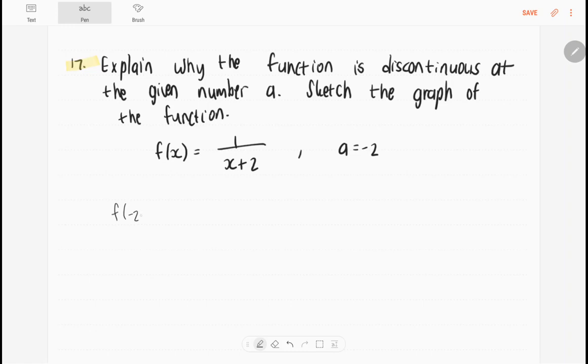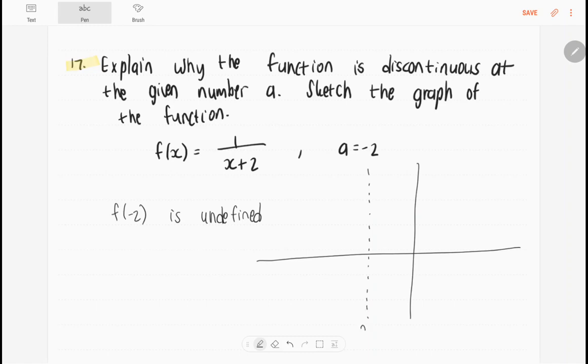So, f of minus 2 is undefined. And if we were to sketch our graph, we know we have an asymptote at x equals minus 2. And then our hyperbola will look something like this.